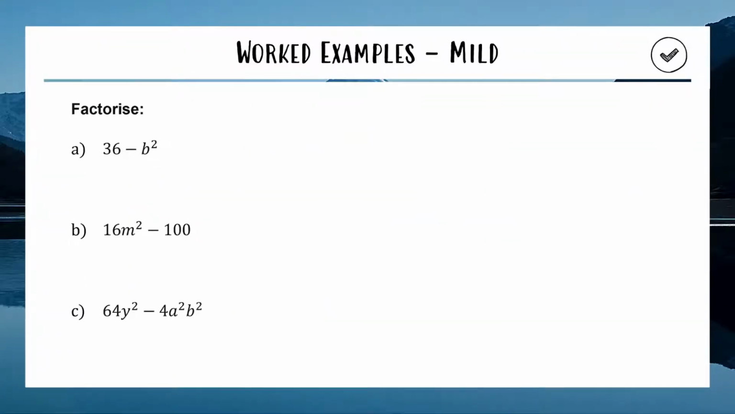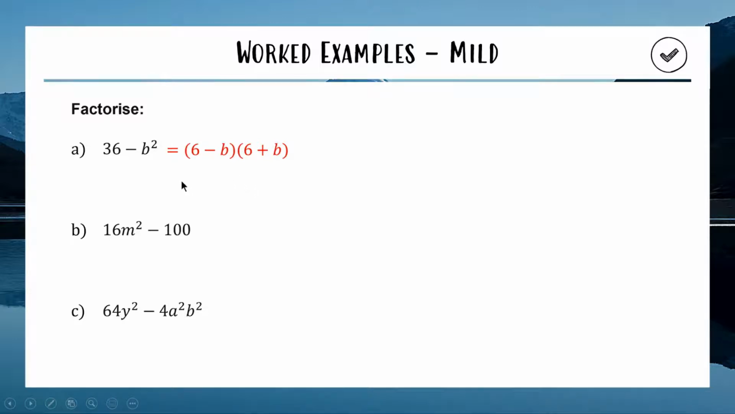Okay, starting off with some milder examples. So for the first one, we are looking for a difference of two squares, and what do you know? We have it right here. 36 is 6 being squared, and b squared is, of course, b being squared. So we take those square roots and we just add them together and we subtract them. So we've got 6 plus b and we've got 6 minus b as our two brackets, and there is your factorization.